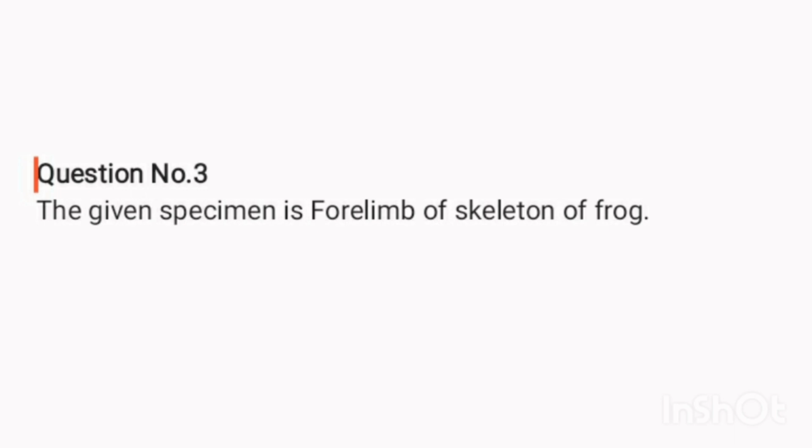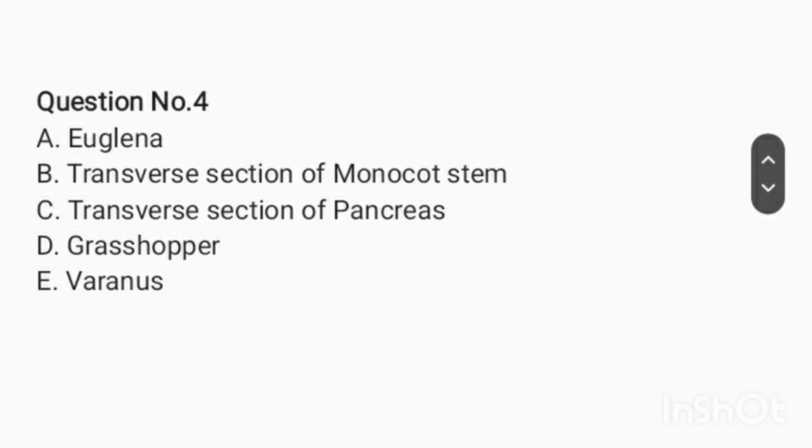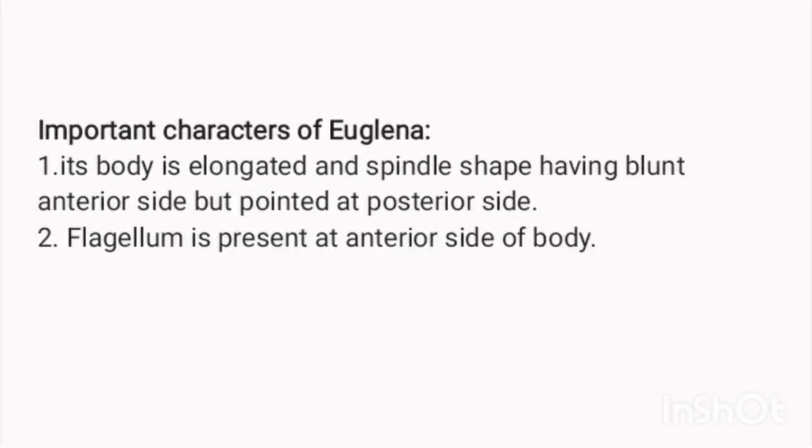Question number 3. The given specimen is forelimb of skeleton of frog. Question number 4. A. Euglena. B. Transverse section of monocot stem. C. Transverse section of pancreas. D. Grasshopper. E. Varanus. Important characters of Euglena.